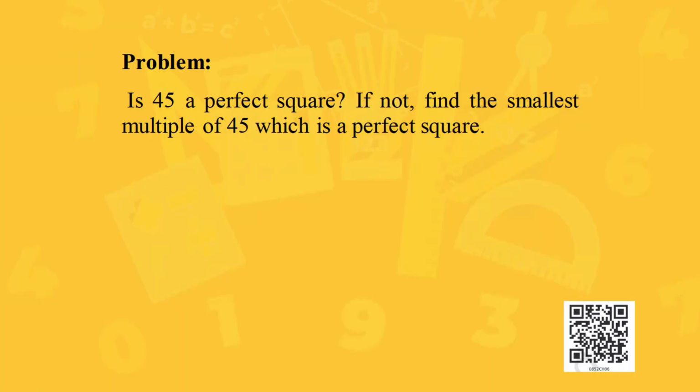Now, let us also look into another problem. Check whether 45 is a perfect square. If it is not a perfect square, find out the least multiple of 45 which is a perfect square. So, the problem is: is 45 a perfect square? If not, find the smallest multiple of 45 which is a perfect square.